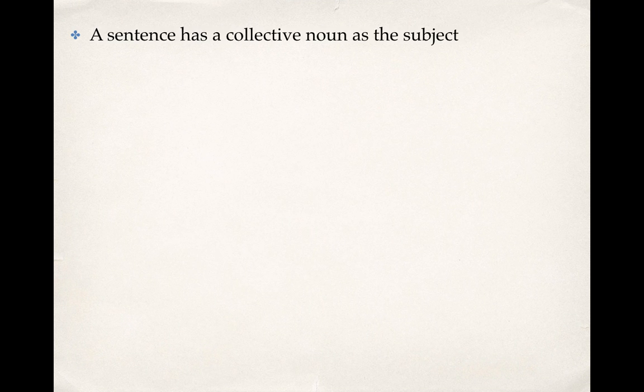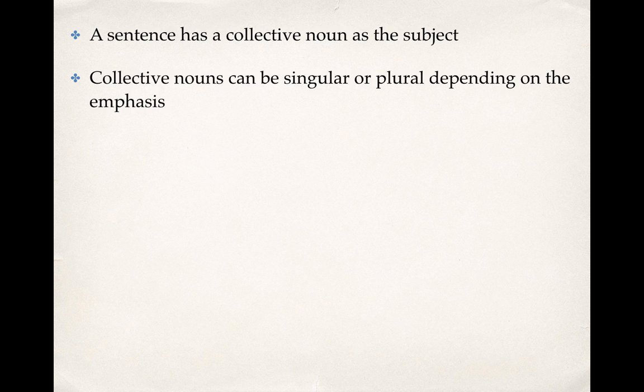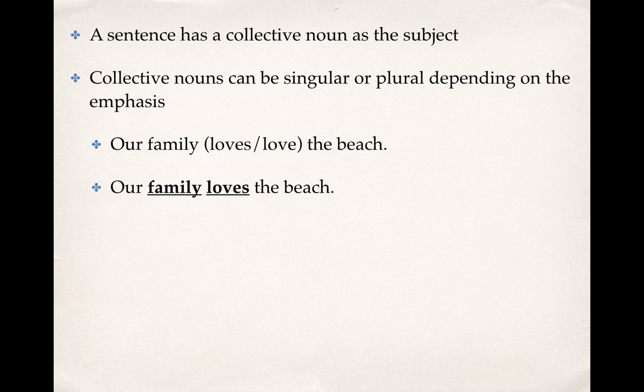All right, we also have to deal with collective nouns, and these can be a little tricky because collective nouns can be singular or plural depending on the emphasis in the sentence. A collective noun is a word that represents a group of people. So, such as in the word family. Our family loves or love the beach. Would you go singular or would you go plural? Now, the emphasis here is on the family as a unit, so we would go singular. Our family, this unit, loves the beach.